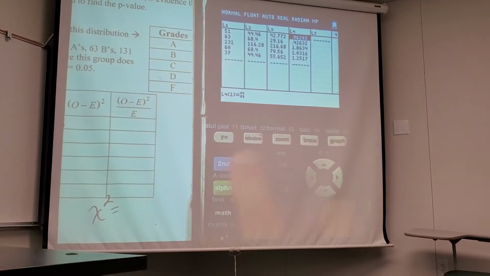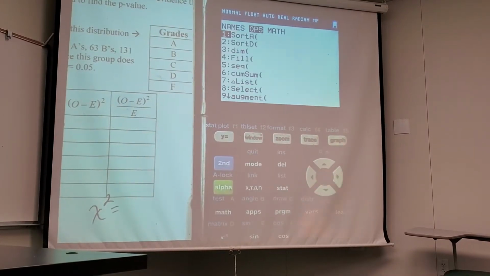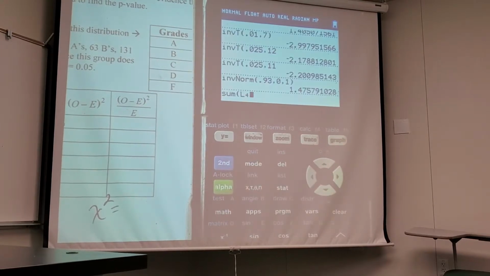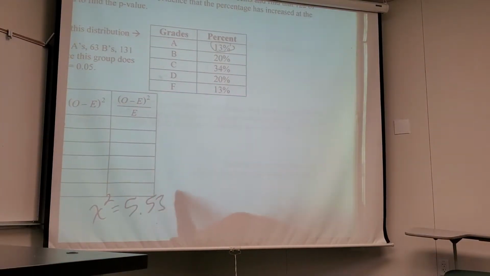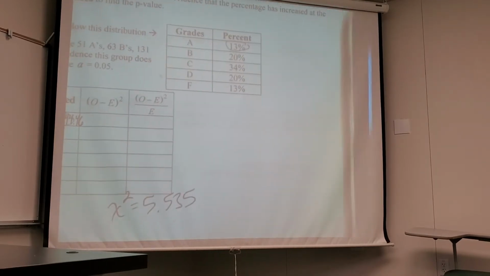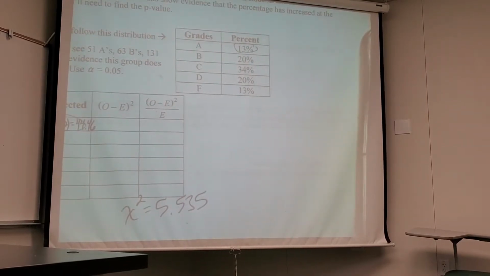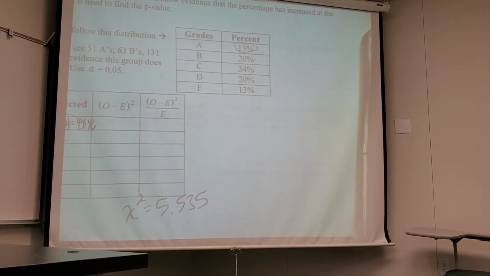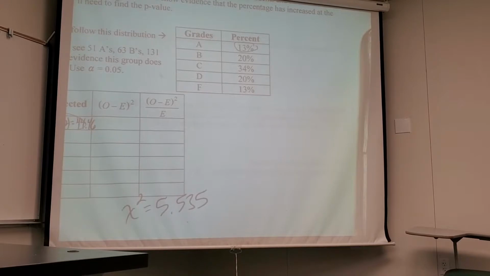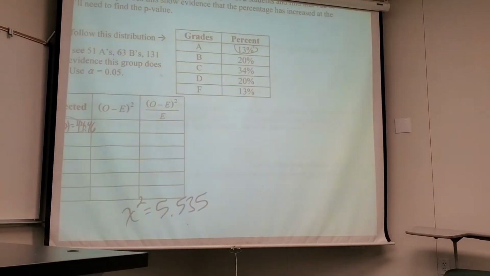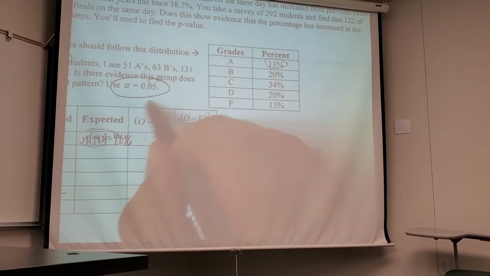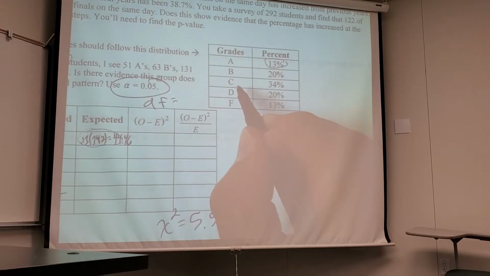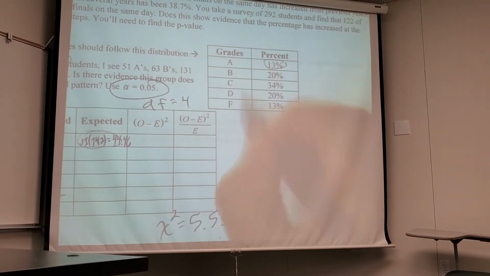So if I quit, I can go to list, math, sum up L4, 5.535. You would say that's not very far away from 0, but we don't know. You have to look up in the chi-square chart to see what distance away is evidence. So what do I need to look up in the chart? I know that alpha is what? 0.05. Degrees of freedom is what? 4. All right, 5 categories minus 1.